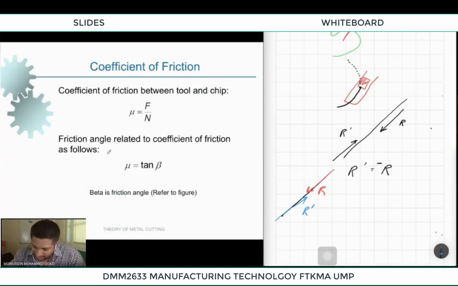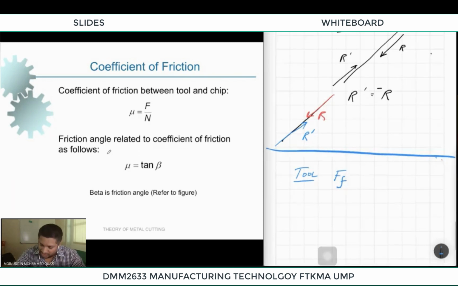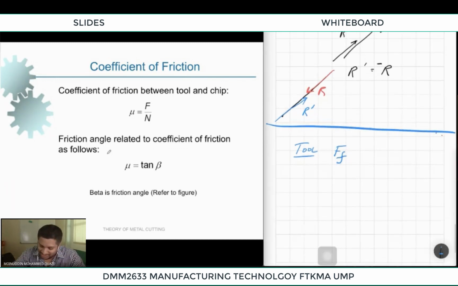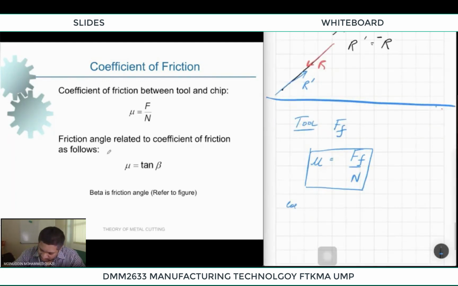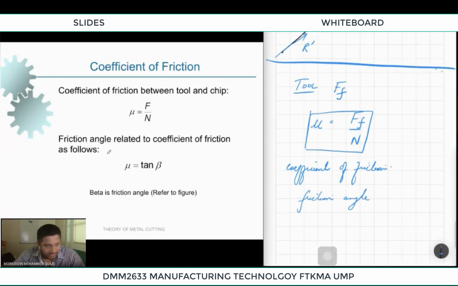Now, what is the formula for the coefficient of friction? On the tool, we have friction force Ff. Friction force Ff can be calculated by the friction coefficient formula. Mu is equal to the friction force Ff divided by the normal force. This is the formula for mu, or coefficient of friction. And the friction angle: mu is equal to tangent beta.